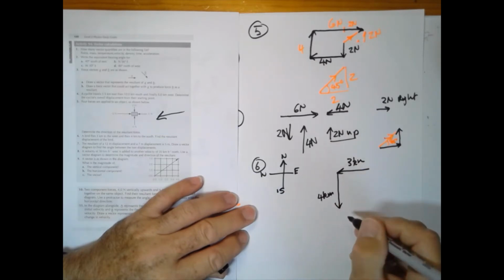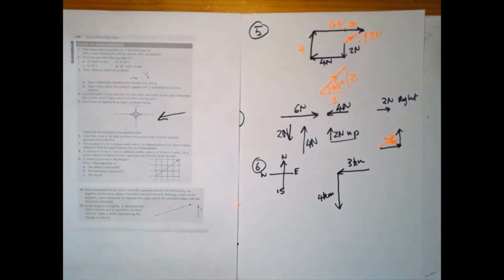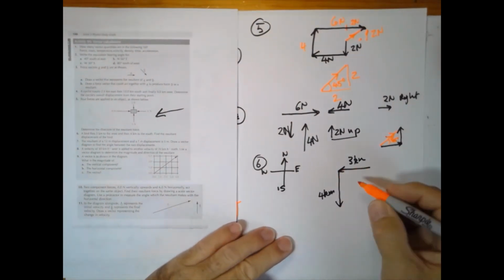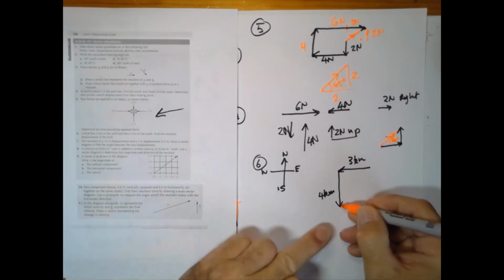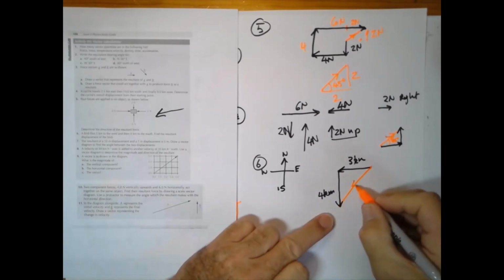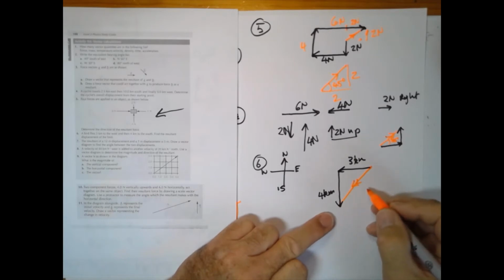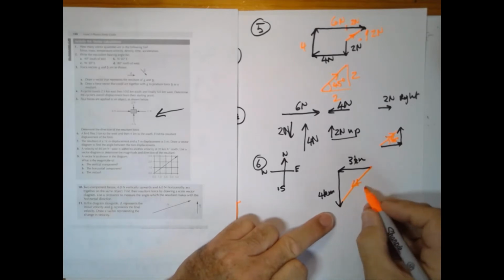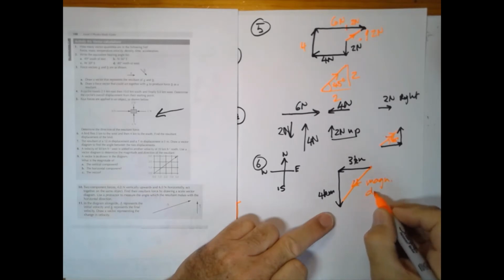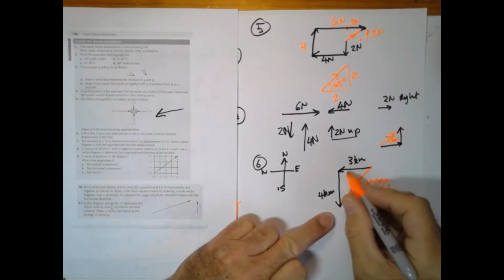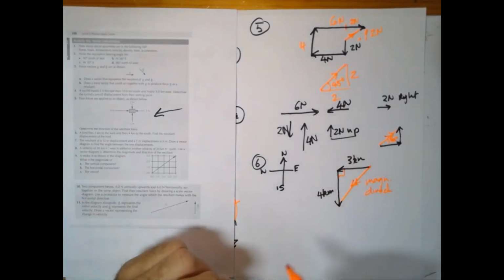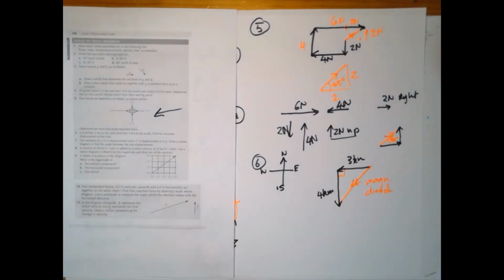Find the resultant displacement. So initially the bird was displaced 3 kilometers in this direction, displaced 4 kilometers in this direction. So the overall displacement of this bird is represented by this vector here. So we need to find a magnitude and we need to find a direction. The magnitude, because it's a right angle triangle, we can use Pythagoras, and let's do a Pythagoras for this, shall we?